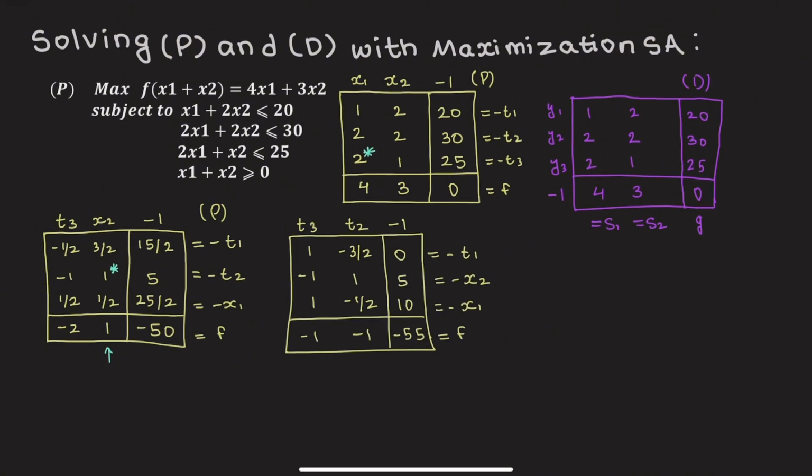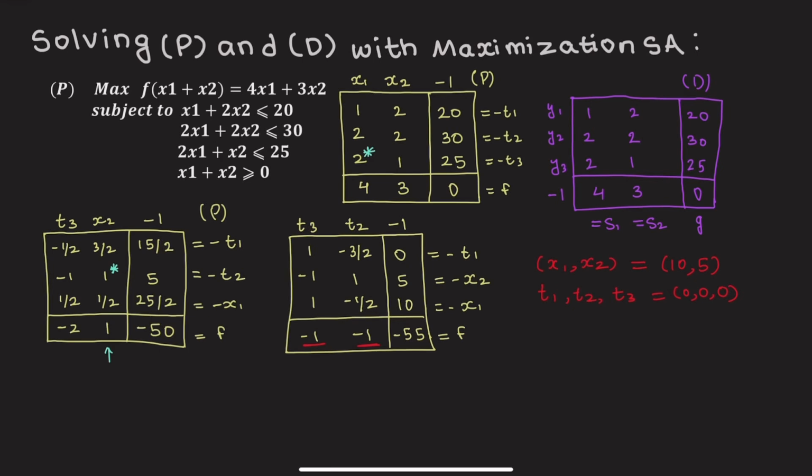Now we have all negatives in the last row, which means we have reached the optimal solution. So we can say the optimal solution for the primal problem, x1 and x2, is 10 and 5 respectively, and t1, t2, and t3 are all zeros.